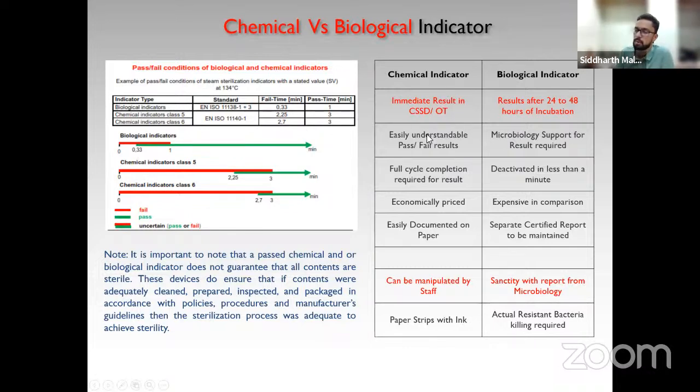Chemical indicators are relatively easy to understand for your OT technicians or your staff or your attendants. A biological indicator requires a microbiology support. It has to go to your microbiology lab. They will incubate it and they will create a report on the microbiology pathological paper that they have, which is considered as a very good report. Right, the chemical indicator is economically priced at say around 7 rupees, 10 rupees or 15 rupees, whereas a biological indicator is expensive in comparison, almost 140, 150 rupees. Chemical indicator is easily documented on the paper, but a biological indicator will require a certified separate report. So that is why you have to use a chemical indicator also and a biological indicator, both the things.